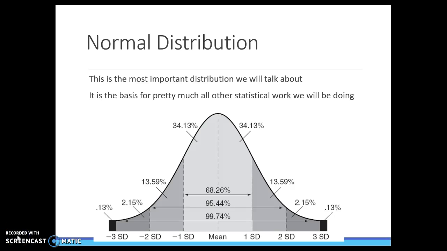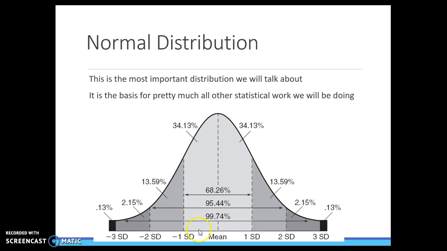Another type of continuous probability distribution is the normal distribution. This is the one that is used throughout all inferential statistics and pretty much the basis of everything else we'll be doing from this class on. So a normal distribution means that we have the mean right here in the middle.